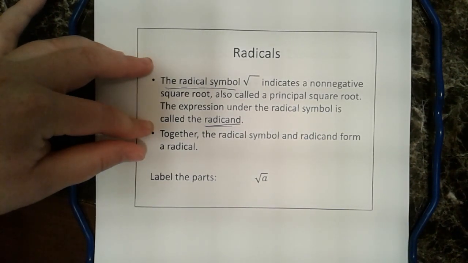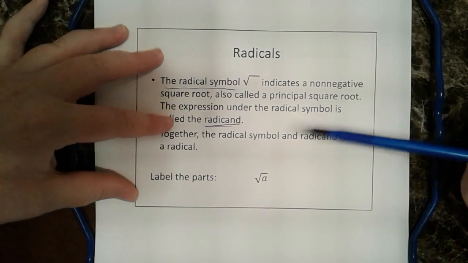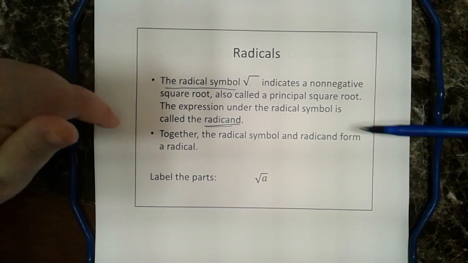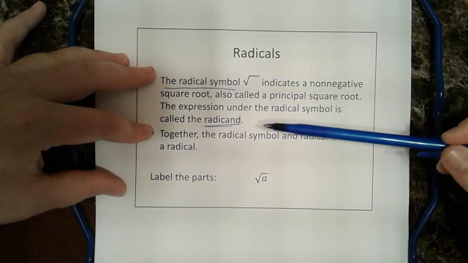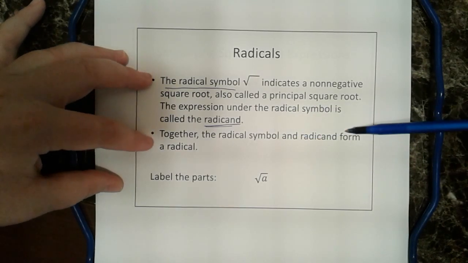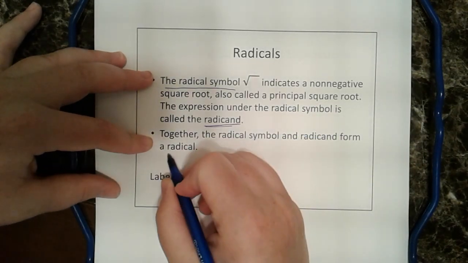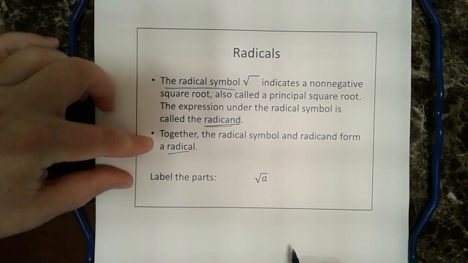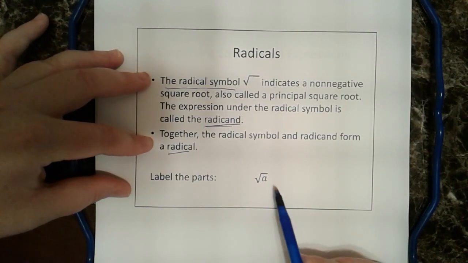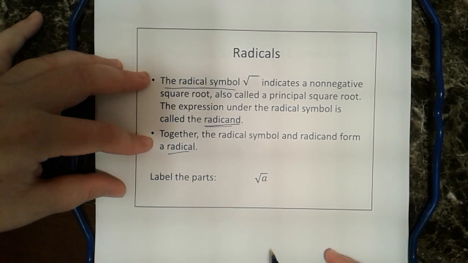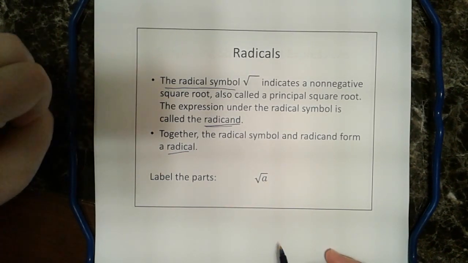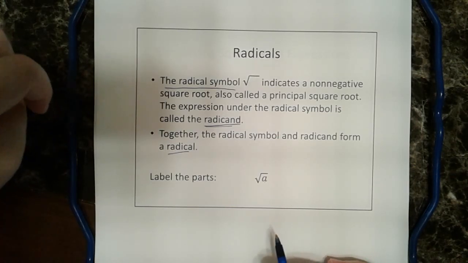Think about when you can somebody, you put them inside. So it's whatever's inside, it's the radicand. Okay. Together, the radical symbol and the radicand is called a radical. So go ahead and label these parts. What is a? What is this guy, the symbol? And what is the whole entire thing? So pause the video just for a second and label these guys.